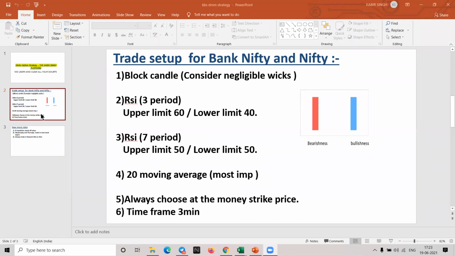Right. So there are a few things we have to understand for this scalping strategy, which is implemented on Bank Nifty, and you can do it in stocks also. I'll explain how you can do it. You can apply it anywhere. Simple things you have to understand.